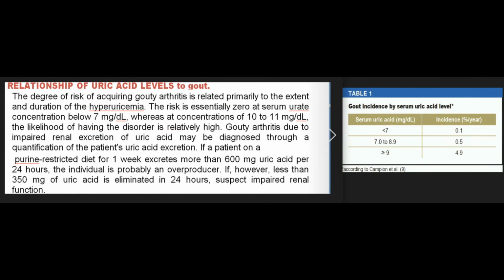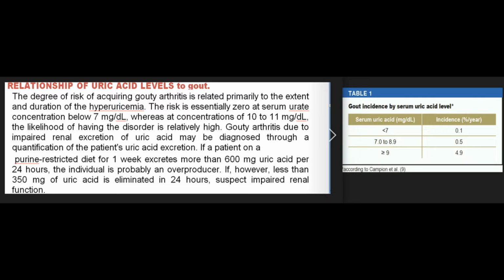Relationship of uric acid levels to gout. The degree of risk of acquiring gouty arthritis is related primarily to the extent and duration of the hyperuricemia. The risk is essentially zero at serum urate concentrations below 7 mg/dl, whereas at concentrations of 10 to 11 mg/dl, the likelihood of having the disorder is relatively high.